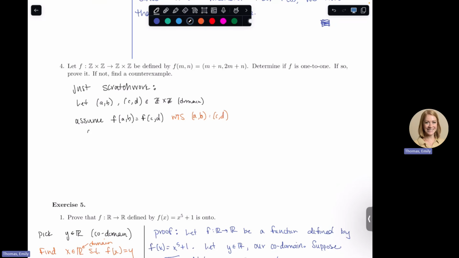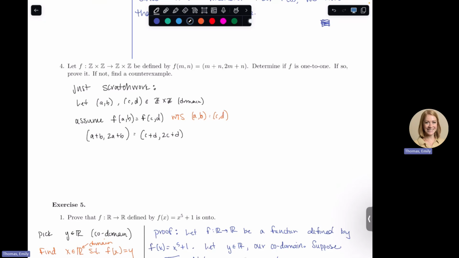Okay, so f of (A, B) would be (A plus B, 2A plus B). F of (C, D) would be (C plus D, 2C plus D). Right, we know that those ordered pairs are equivalent. We need to know that if two ordered pairs are equivalent, their pieces are. Does that make sense? So we know that A plus B equals C plus D. Are we going somewhere helpful?